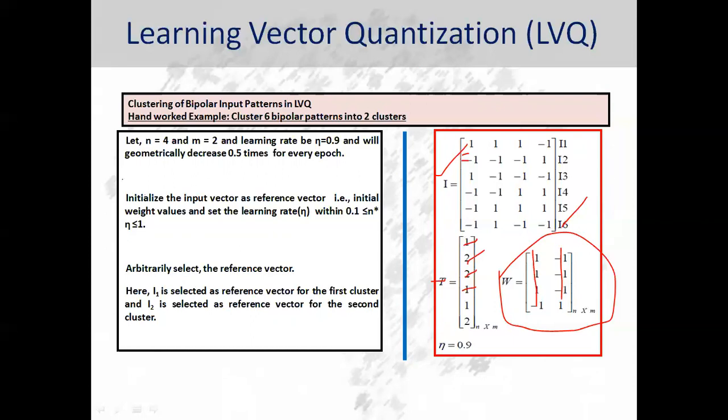For simplicity, the output grid to be formed is of 2 dimensions, which is the case for most Kohonen self-organizing maps. The learning rate is fixed to 0.9, and this learning rate decreases by half after each epoch. So let us start understanding how the LVQ will classify this given input space.